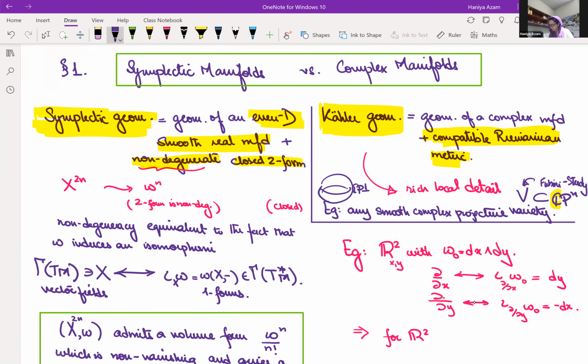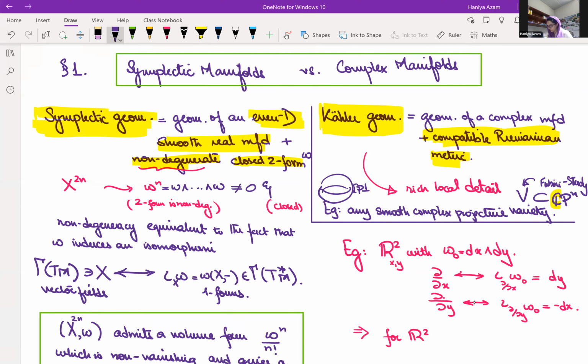Let me give it a name. Let's call it omega. If you start with a 2n-dimensional smooth real manifold, then omega^n, which is basically just omega wedged n times with itself, is non-zero. So that's what it means for it to be non-degenerate.